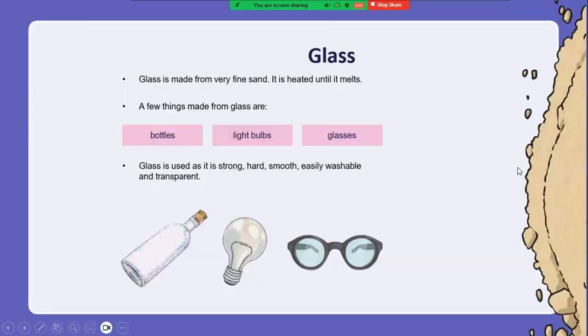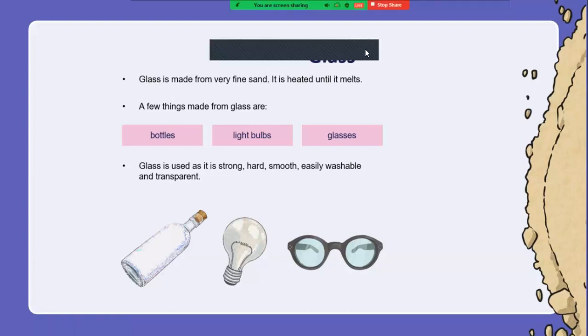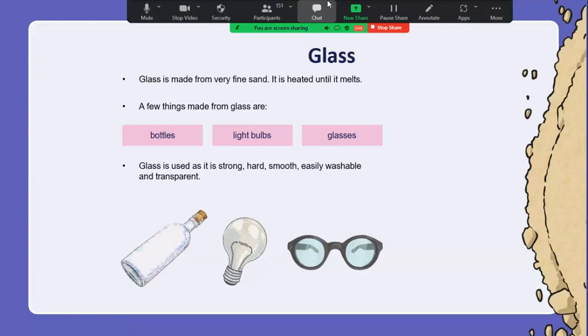Next up, glass. Glass is made from very fine sand. It's heated until it melts. We use glass to make bottles, light bulbs, and glasses. Glass is used as it's strong, hard, smooth, easily washable and transparent. All right.